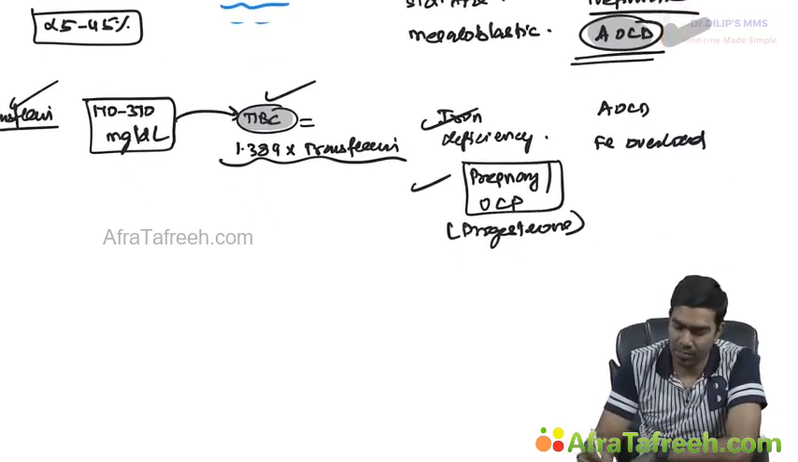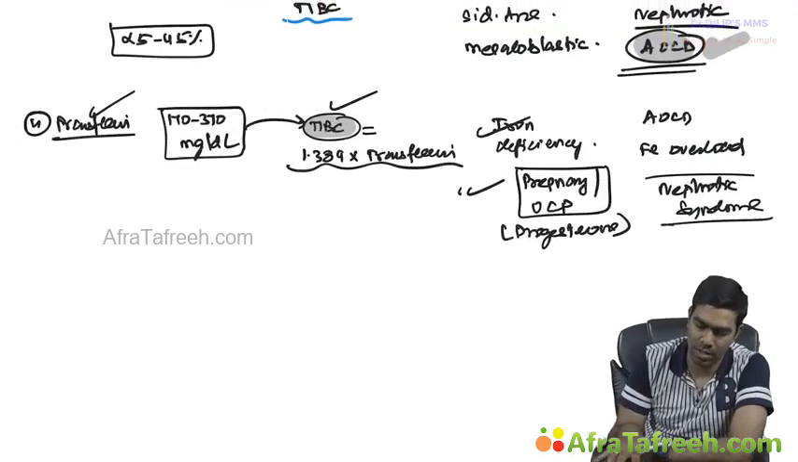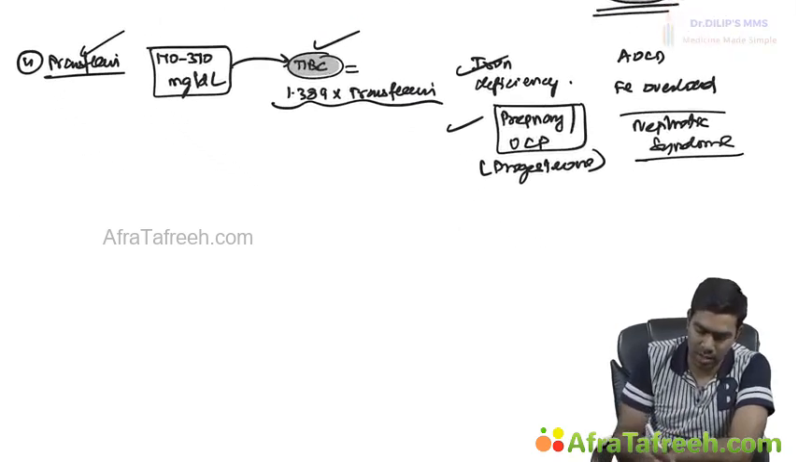At the same time, in nephrotic syndrome, your transferrin levels may be decreased. That is because of loss of the proteins in the urine in nephrotic syndrome. So these are some examples of decline in the transferrin.